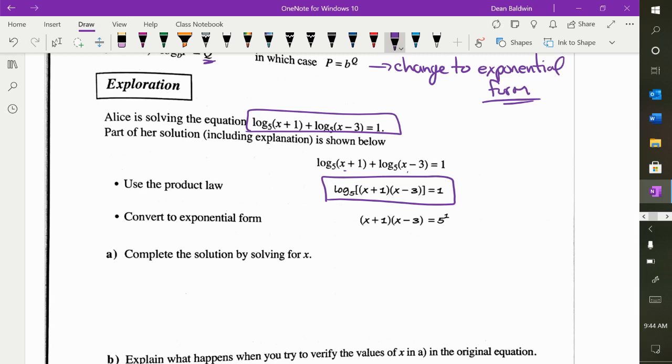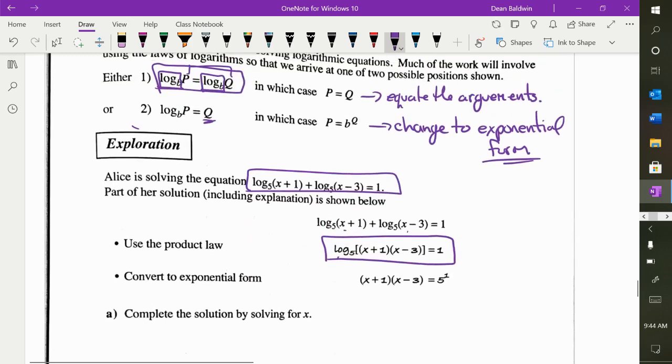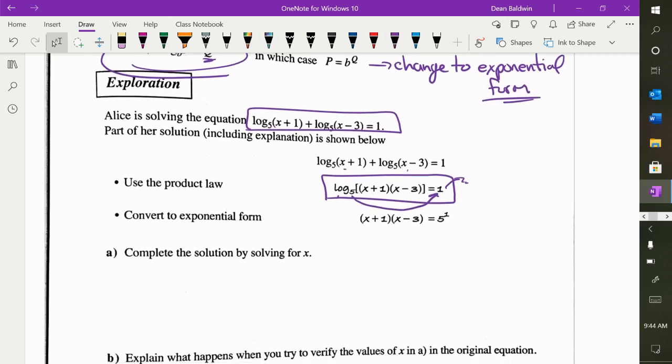Okay? Now we have a single log of some stuff, the argument, equals a number. So that matches this one here. So you change to exponential form. Do you remember how to change to exponential form? This base moves over and kicks that up to the exponent. Do you remember that? You did it on your quiz the other day. All right. So that kicks it up to 5 to the power of 1. Well, we changed to exponential form, so that gets rid of the log. All right? So now you have this.